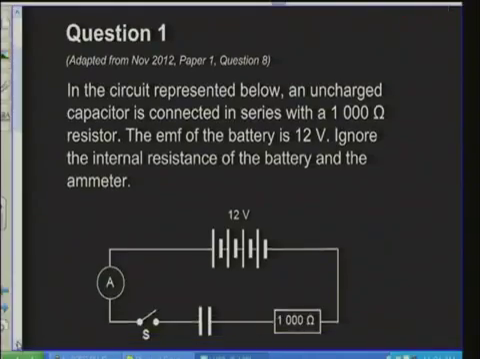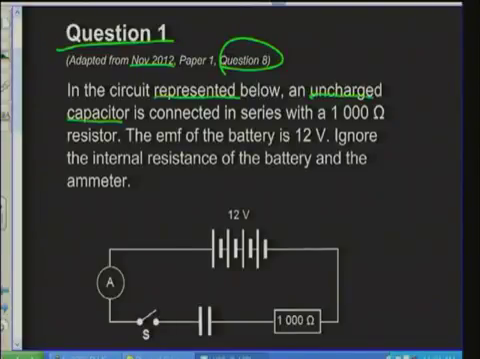Now let's move on with our revision. I am now coming to a question that will introduce you to this revision session. We're calling it question 1, but it is from the November 2012 end of year examination. It was question 8 then. In the circuit represented below, an uncharged capacitor, so the capacitor is not charged, is connected in series with a 1000 ohm resistor. The EMF of the battery is 12 volts.